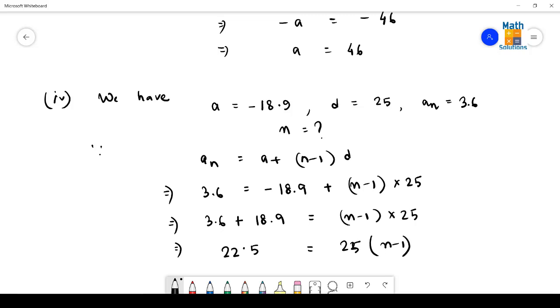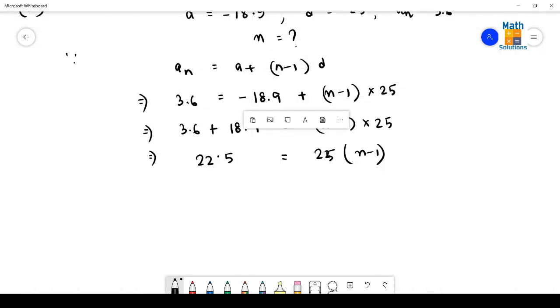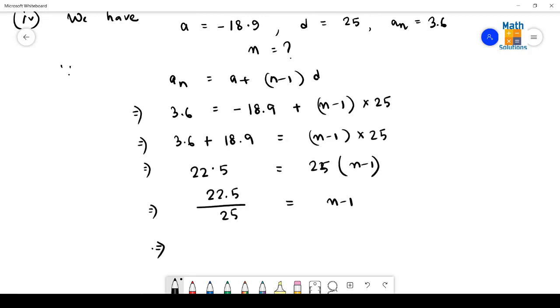So after this we shall be getting 22.5 divided by 25 is equal to N minus 1. So let's check what result comes. Sorry, there is a correction. This should be 2.5. D is given to be 2.5. So here it is 2.5.